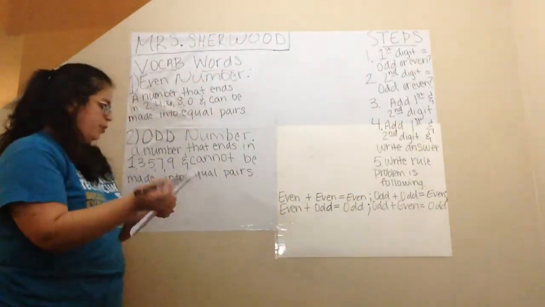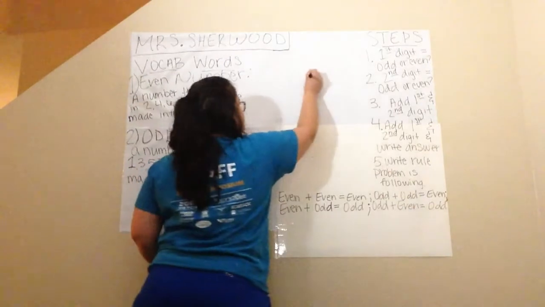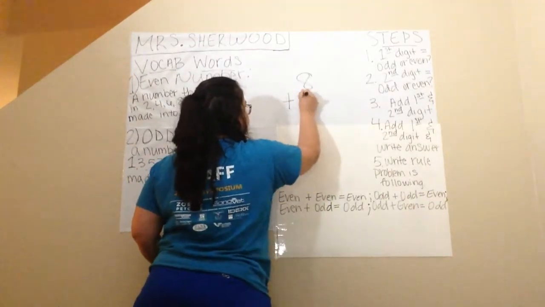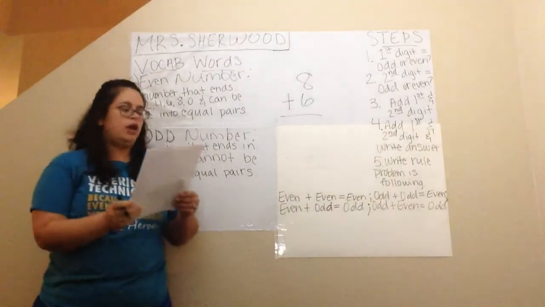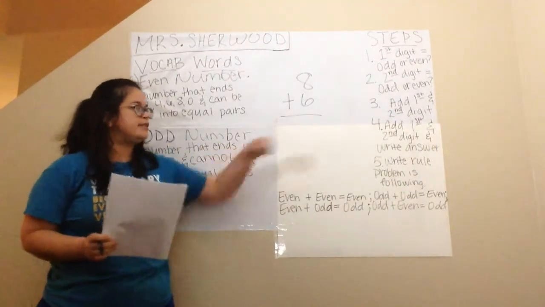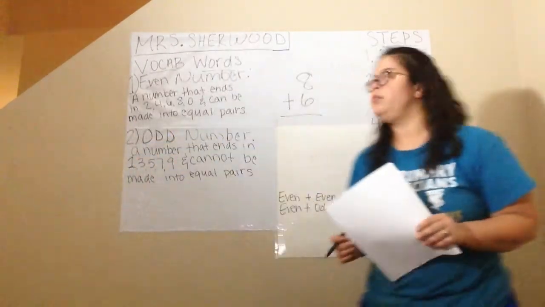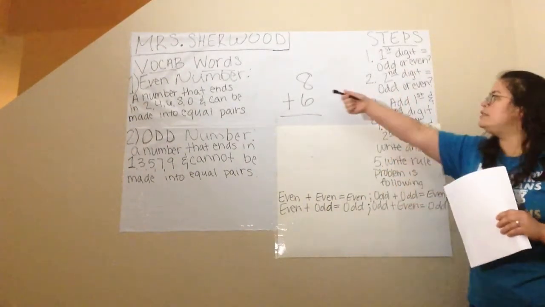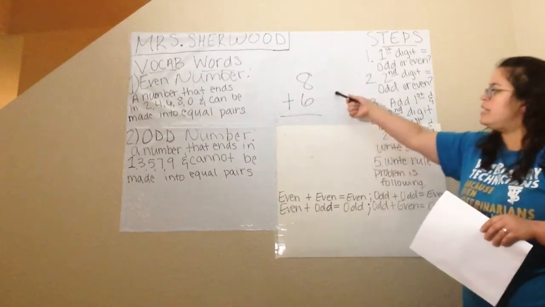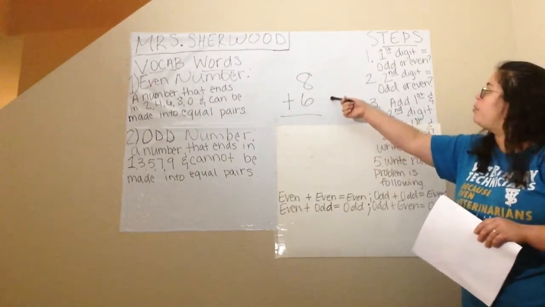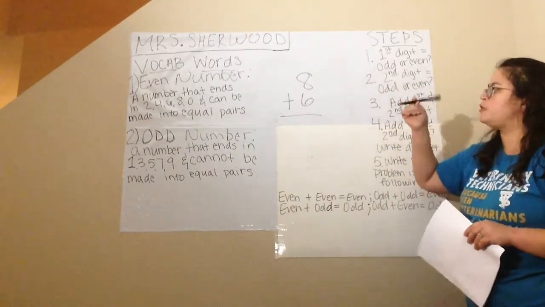So our first problem that we have is 8 plus 6. That's our first example problem that I'm going to use. So looking at our steps here, let's look at our first digit. Our first digit is 8. Is 8 an odd or an even number? That's what we need to determine first.